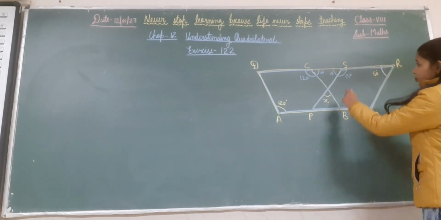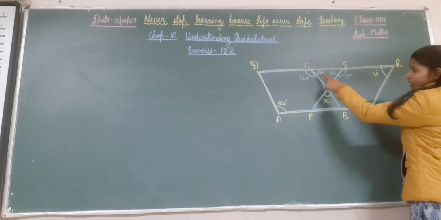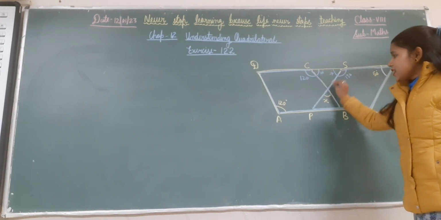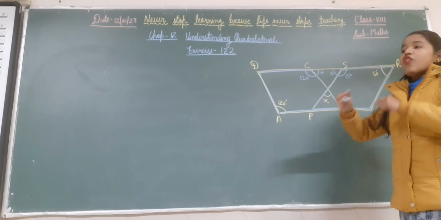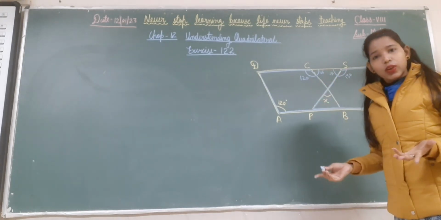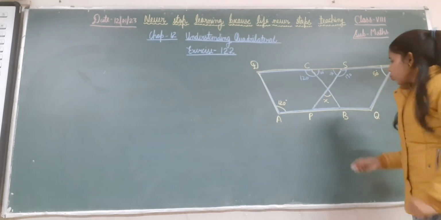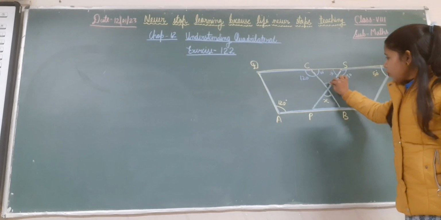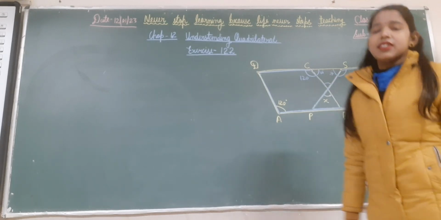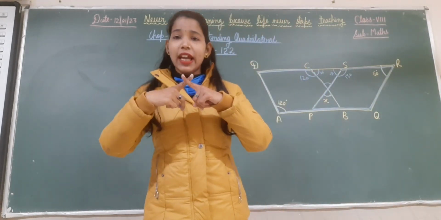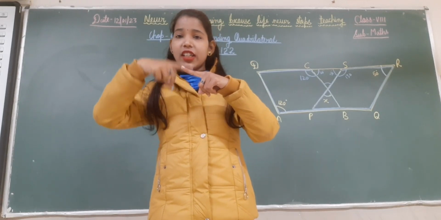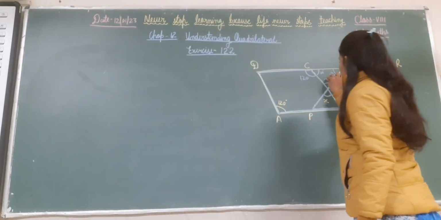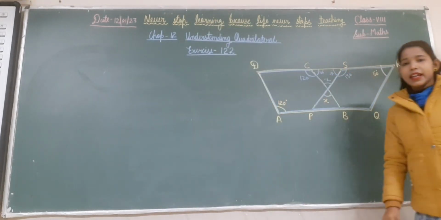So this angle is 50 degree, this angle is 60 degree, and we all know that when two lines intersect each other, their vertically opposite angles are equal. Vertically opposite angles are equal. So if this is x, this is x, what will be the value of this angle? Yes, correct. This is also x. Why? Because when two lines intersect each other, their vertically opposite angles are equal, right? So if this is x, this will also be x.